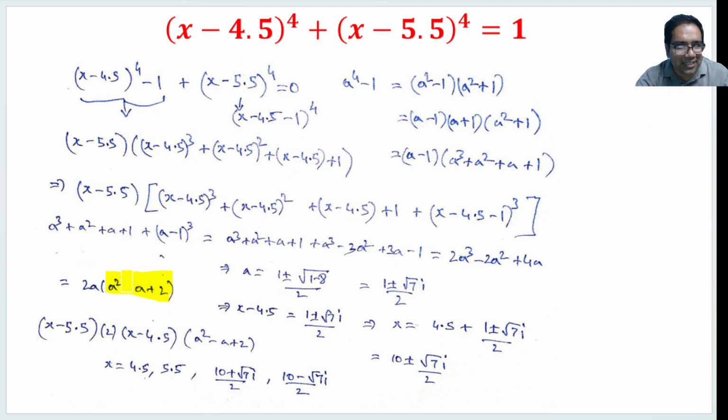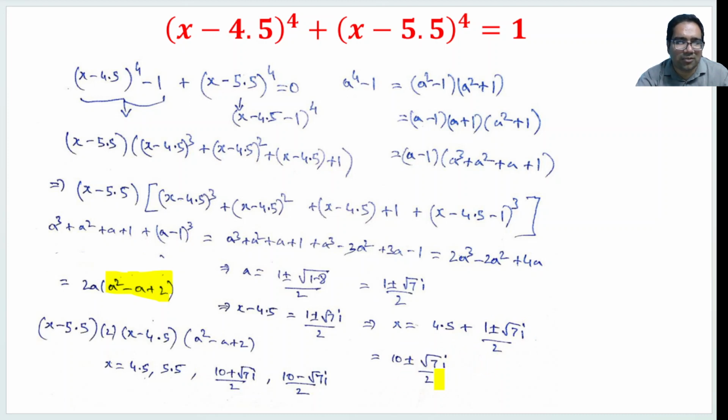This is a, not x. Right, we have to find what is x. What is a? A is x minus 4.5. So that means x minus 4.5 is 1 plus or minus root 7 i by 2. That means x equals 4.5 plus 1 plus or minus root 7 i by 2. 2 into 4.5 is 9, 9 plus 1 is 10. So x becomes 10 plus or minus root 7 i by 2. So we have two solutions here, two imaginary solutions.